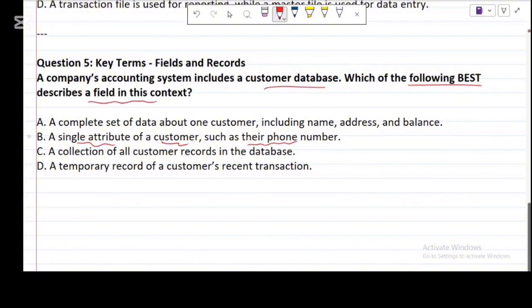If you look at option C, it describes a file, which is a collection of all records, for example the entire customer database. And option D is incorrect because fields are not temporary and do not specifically relate to transactions; they are part of the database structure. So these MCQs are designed to test your knowledge about bookkeeping, computerized systems, and even data management. And these are aligned with the ACCA management information exam, focusing on practical application and conceptual clarity. We will continue in the next lecture. Thank you for watching.